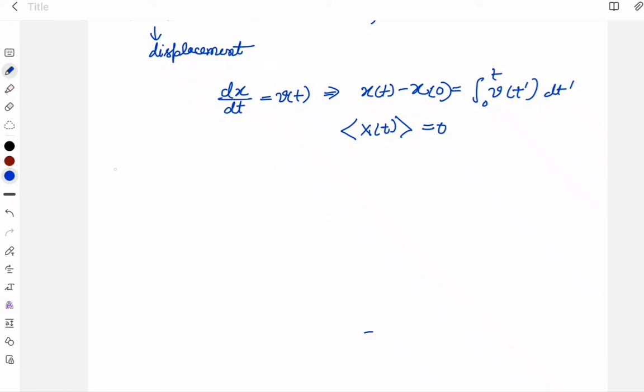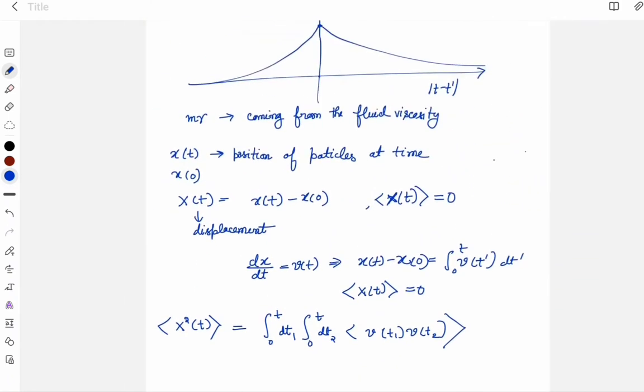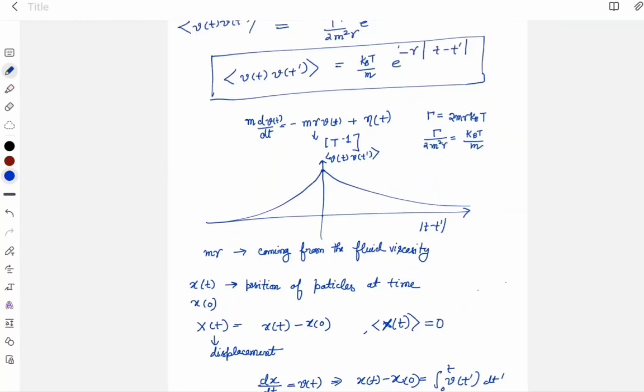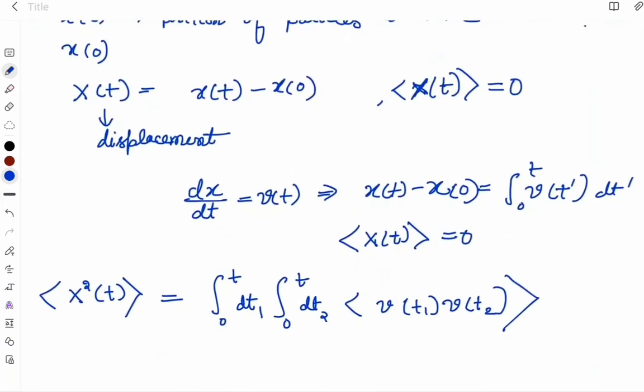So we want to find the average of the mean square displacement. So what is this? This is the integral 0 to t dt1, 0 to t dt2, average of v of t1 v of t2. And we have derived that the correlation average is kBT by m and e to the power minus gamma, mod of t minus t prime. So let us substitute it here.